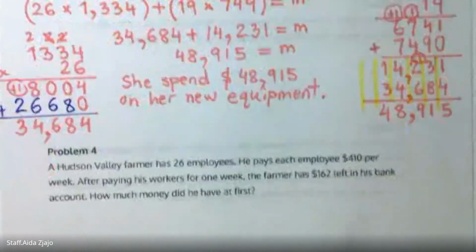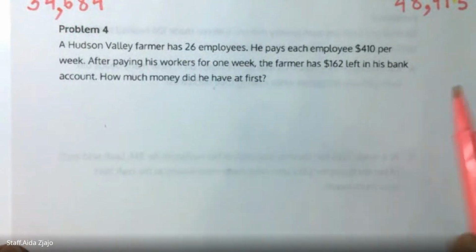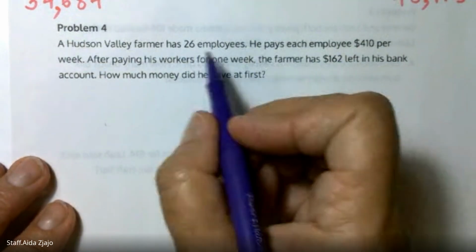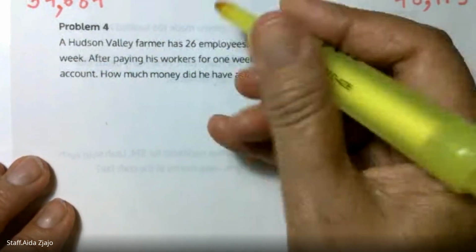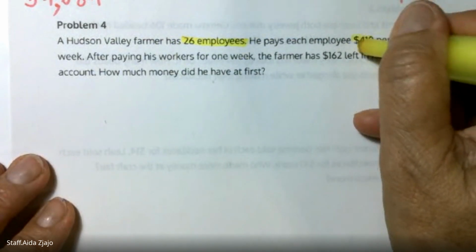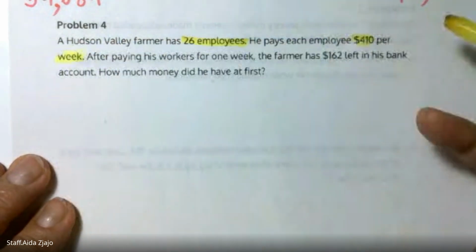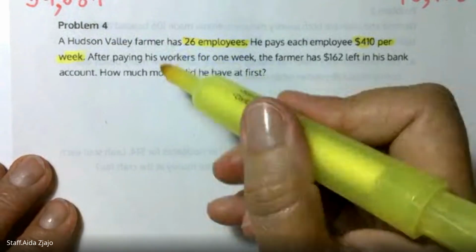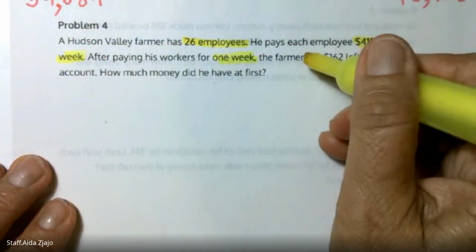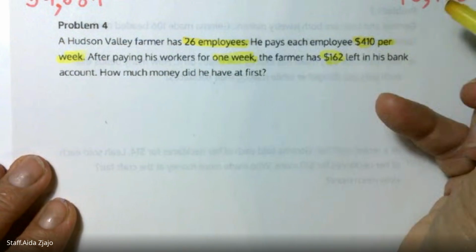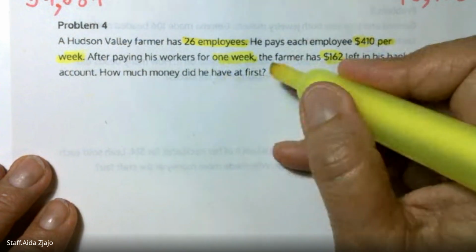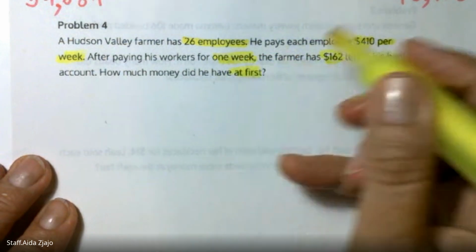So problem 4. Okay, guys. At Hudson Valley, a farmer has 26 employees. He pays each employee $410 per week. After paying his workers for 1 week, the farmer has $162 left in his bank account. How much money did he have at first?